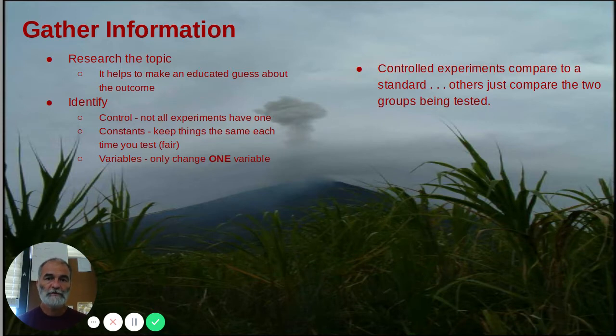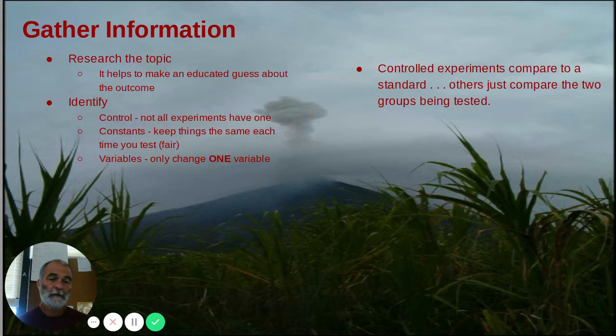Also, as you're gathering information, you want to come up with what are your controls, what are your constants, what are your variables. The controls are things that you're comparing to. If you were doing a controlled experiment, you are comparing something to the way it's supposed to be. So for instance, if you're growing a plant and you're trying to see whether you can water it with Coke, you test watering it with Coca-Cola and you test watering it with water to see which one turns out better. And you compare your variable, watering it with a different substance, to the ones that are watered with water to see if it's better or worse.